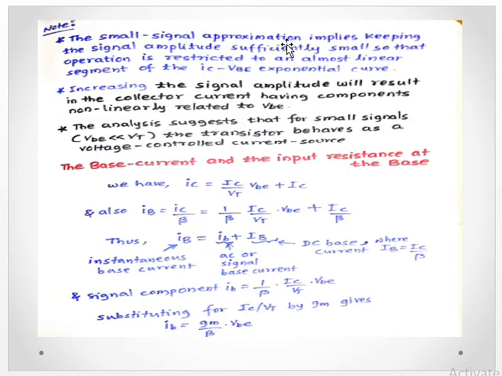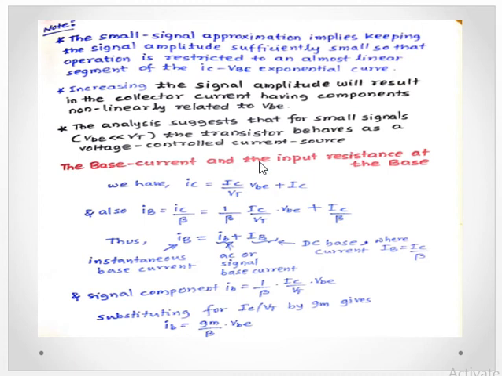The small signal approximation implies keeping the signal amplitude sufficiently small so that operation is restricted to an almost linear segment of the IC-VBE exponential curve. Increasing the signal amplitude will result in the collector current having components non-linearly related to VBE. The analysis suggests that for the small signal VBE very much less than VT, the transistor behaves as a voltage controlled current source.